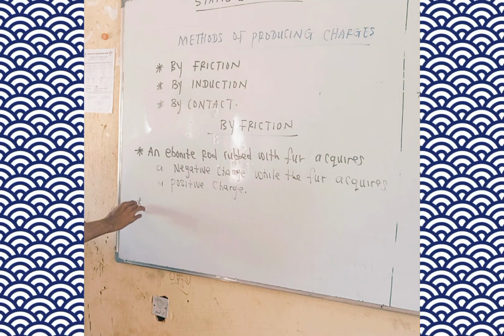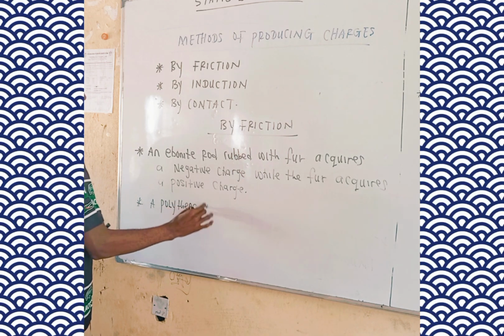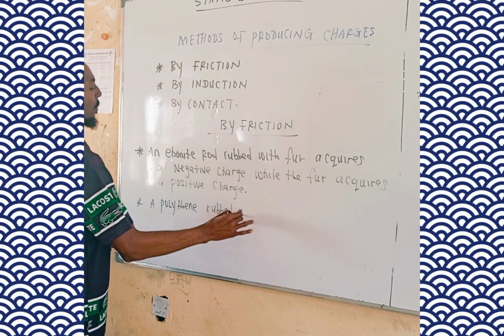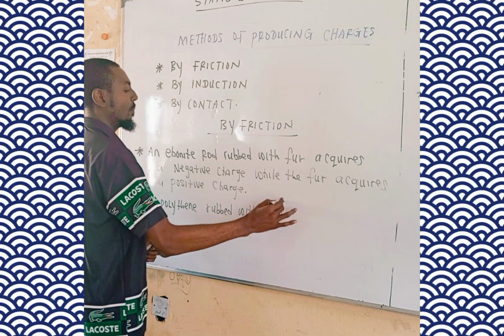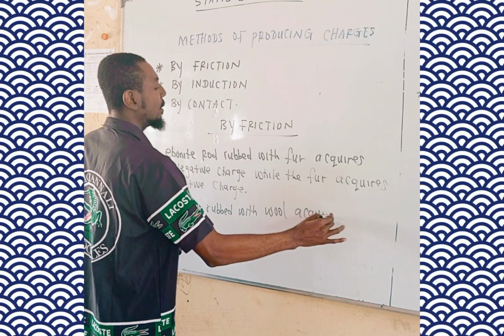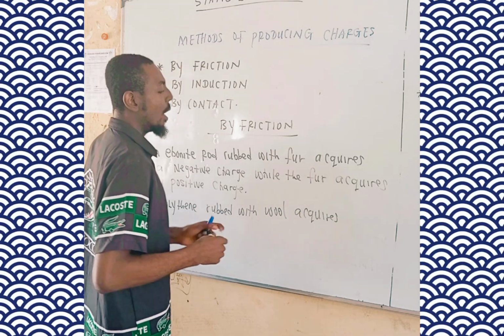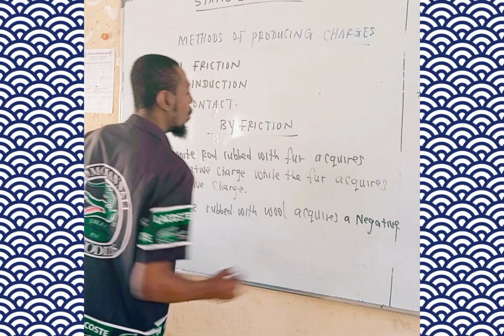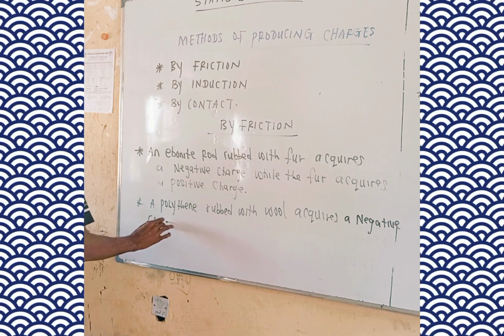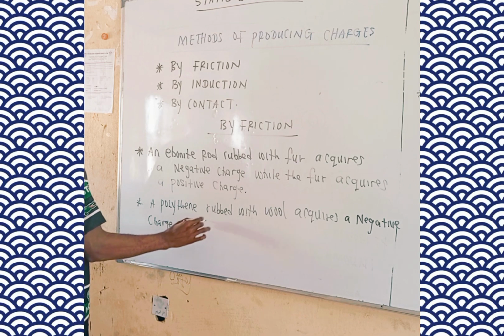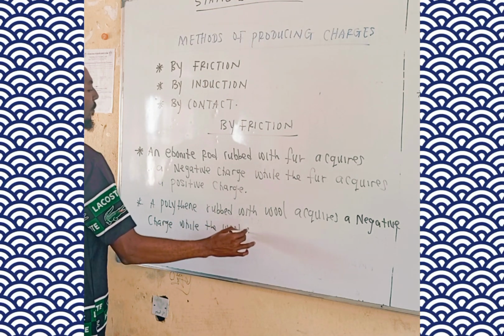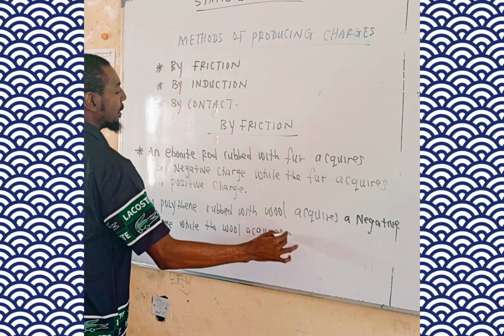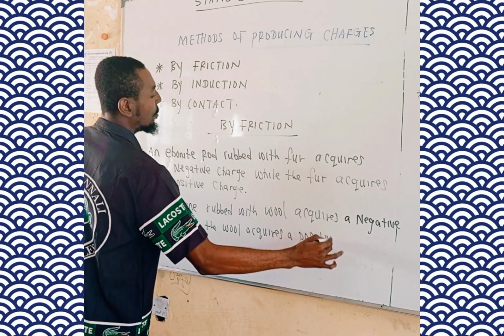The next instance is a polythene rod with wood. A polythene rod with wood acquires a negative charge, while the wood acquires a positive charge.